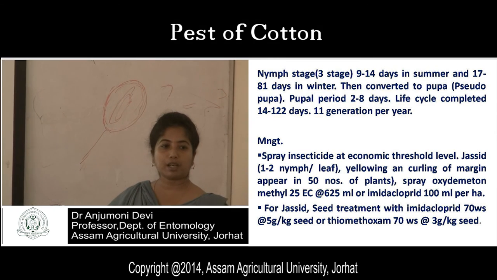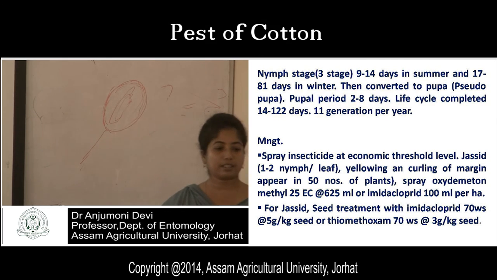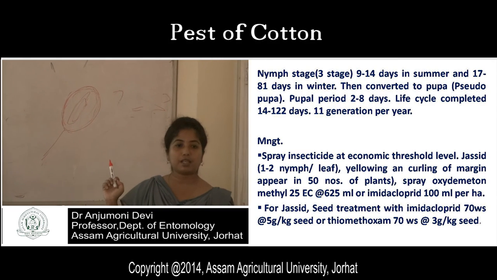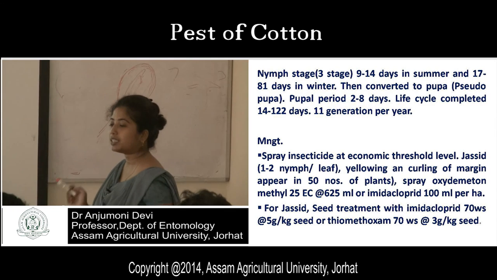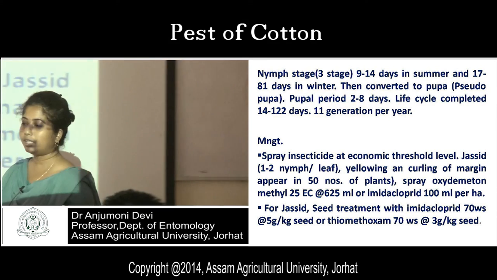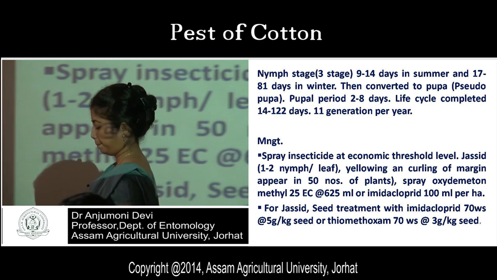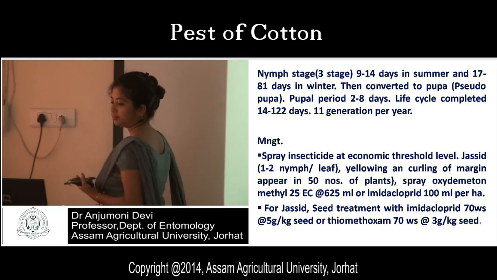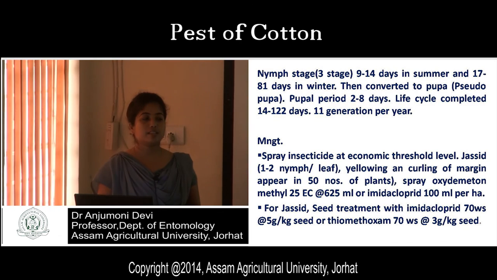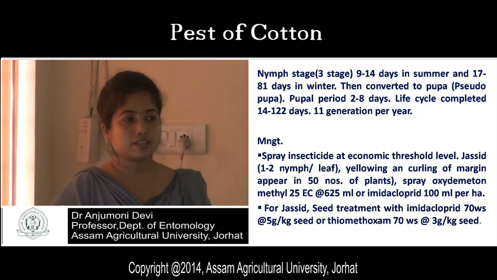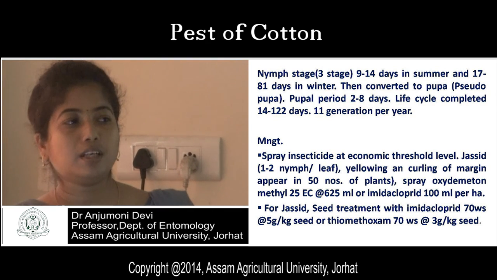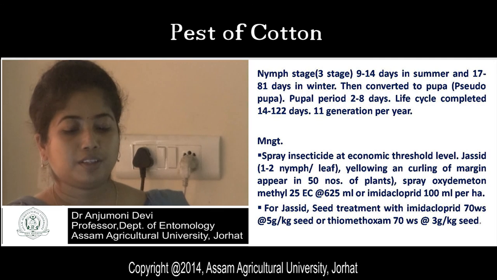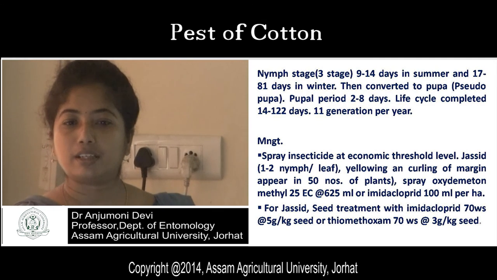It is not a true pupa. True pupa is found in case of holometabolous insects, and this one is hemimetabolous under the order Hemiptera. So the pupa of this insect is called pseudopupa, not the true pupa. Life cycle is completed in 14 to 120 days. In winter season, life cycle is prolonged, but in summer season it is much faster. There are 11 generations per year.